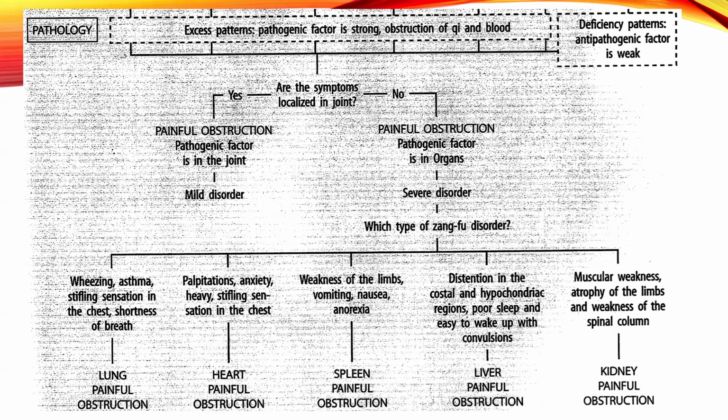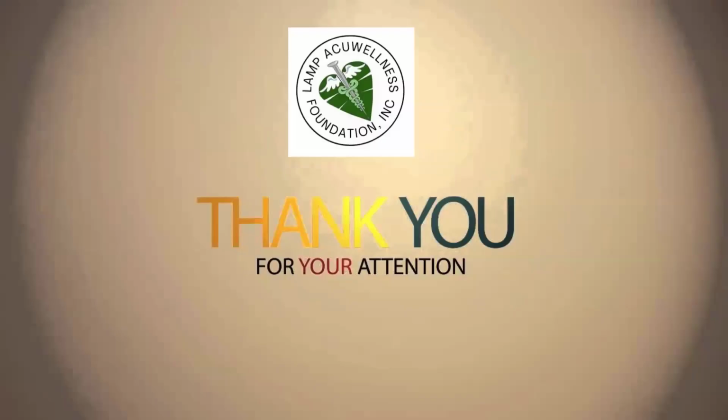If there is distension in the costal and hypochondriac region, poor sleep and easy to wake up with convulsion, that is liver painful obstruction. If there is muscular weakness, atrophy of the limbs and weakness of the spinal column, that is kidney painful obstruction. Thank you for your listening.